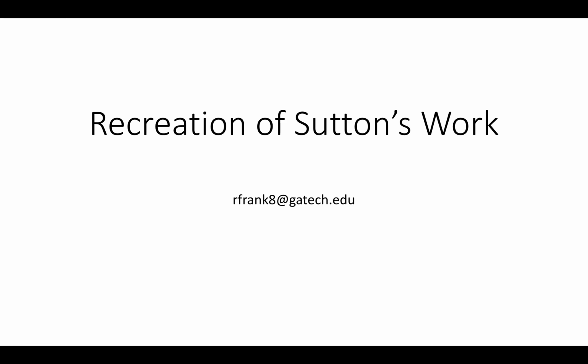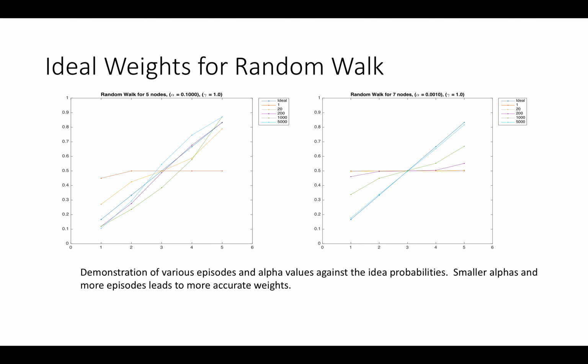Titled Learning to Predict by the Methods of Temporal Difference. In the first slide, I'm showing two reinforcement learning algorithms between 1 and 5,000 episodes with different alpha values. Alpha value here is set to .1 and alpha value here is set to .001.